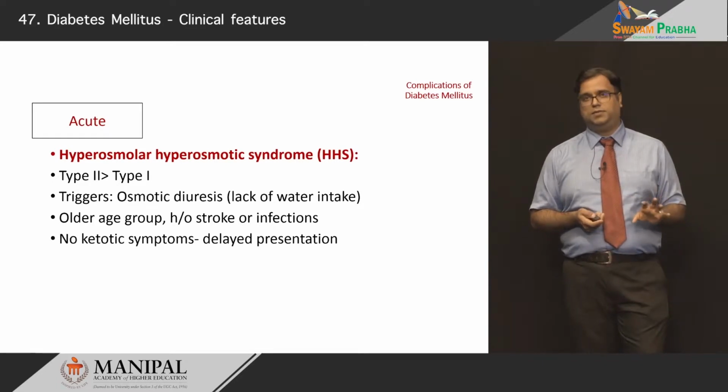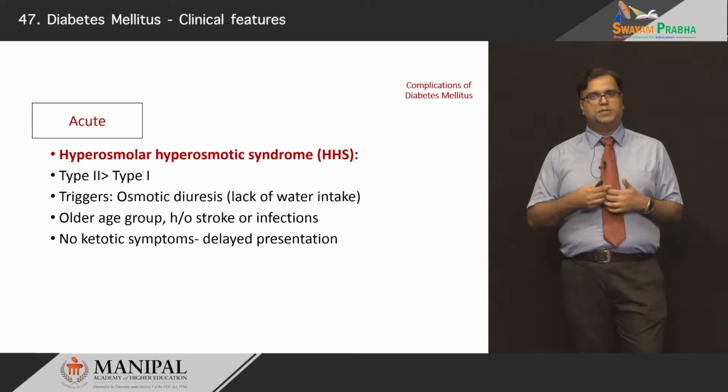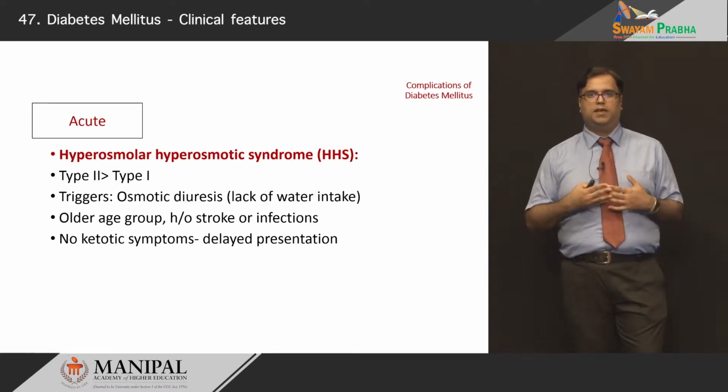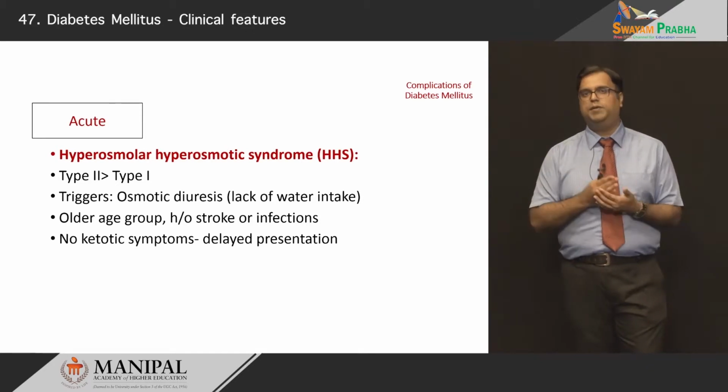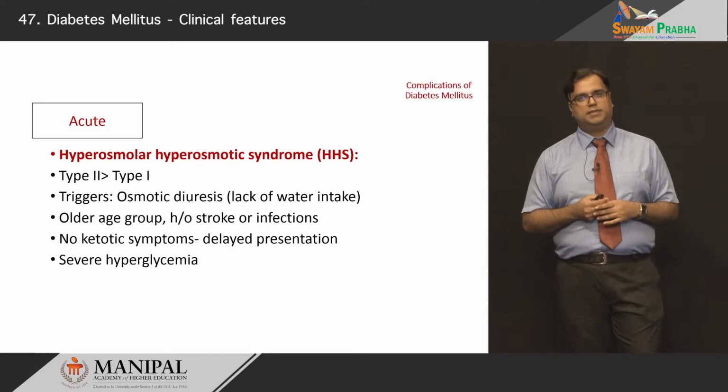No ketotic symptoms, no Kussmaul's breathing, no fast shallow respiration. So that is why the patient goes under the radar. They do not generally present to your hospital well, because those acute symptoms which force them to come to the hospital may not be present in HHS, but the underlying factor still remains the same.